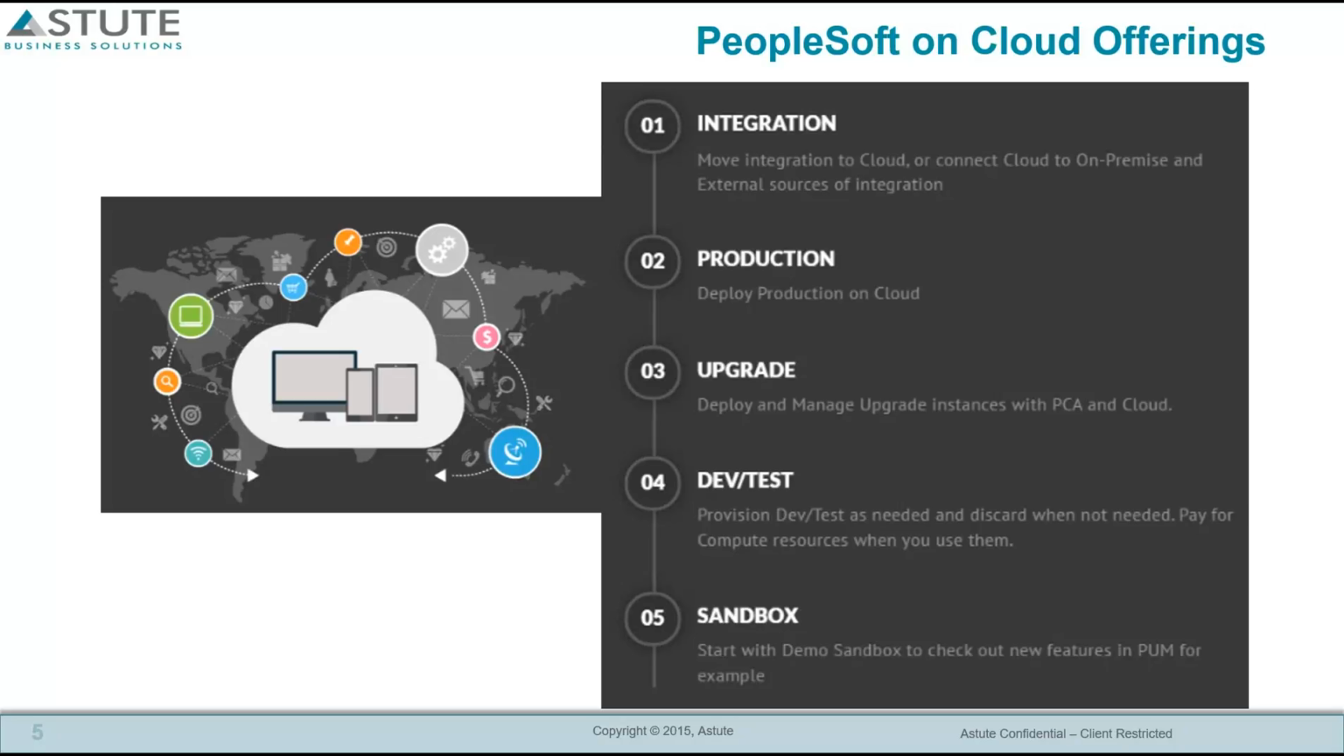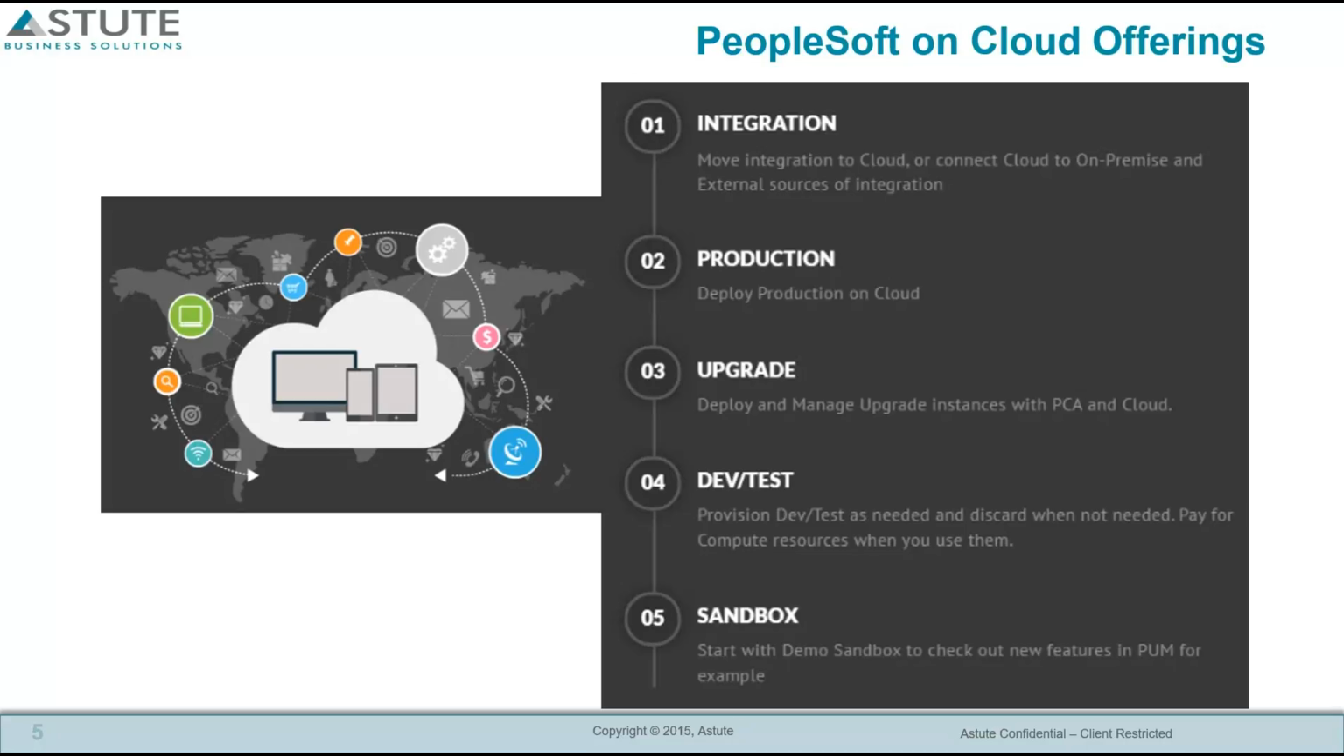So instead of you having to provision additional servers and manage them for the upgrade, Astute can help you do all of that on the Oracle Cloud Infrastructure. It can scale up and down to support your upgrade needs, and it can still fully integrate back to your other applications in a secure and compliant manner.